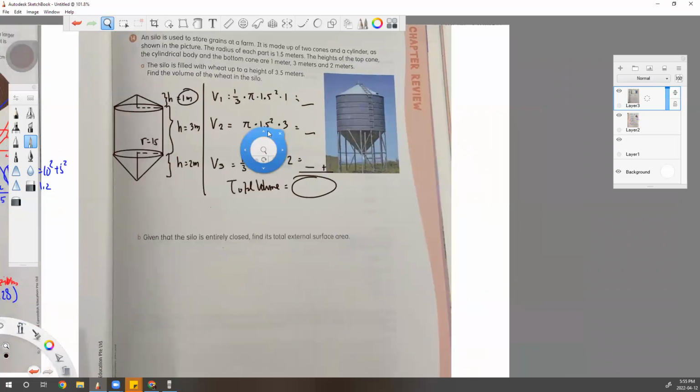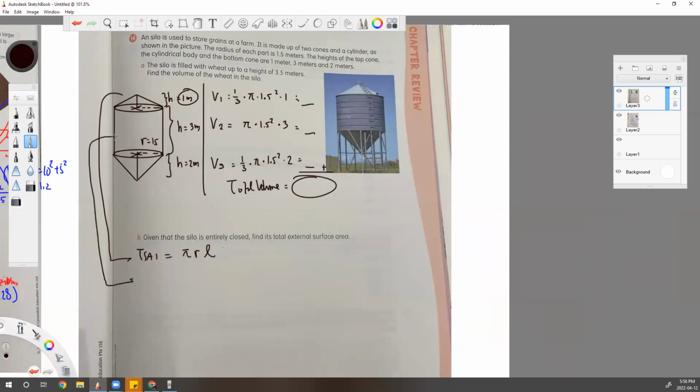Given that the silo is entirely closed, find its total external surface area. If you are calculating the total external surface area, you don't have to consider the base, right? Only the external. So surface area 1 is pi r L only. And surface area 2 is 2 pi r height, only the curved part. You don't have to add the base at all. And this one is pi r L also, but with a different value of L. Make sure that you know that.